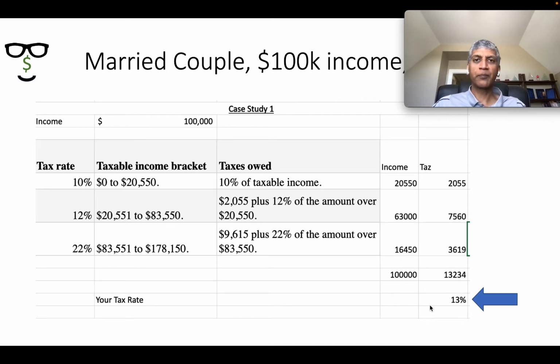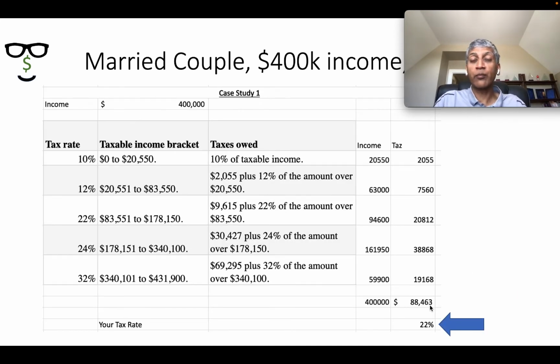Let's look at another example. This time we'll look at a couple that has much more in resources. It's a married couple who has $400,000 in income and they are filing jointly. If we go through these tax brackets, you will again see that on a blended basis, this couple pays 22% in taxes. However, their last dollar was taxed at 32%. This is at a federal level. This is not yet the state or local tax, but this gives you the picture of what the blended tax rate is and what the marginal tax rate is.